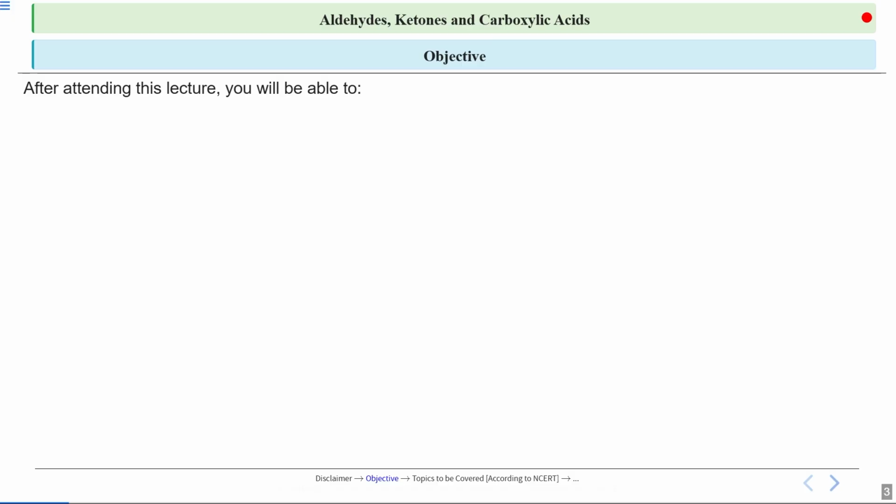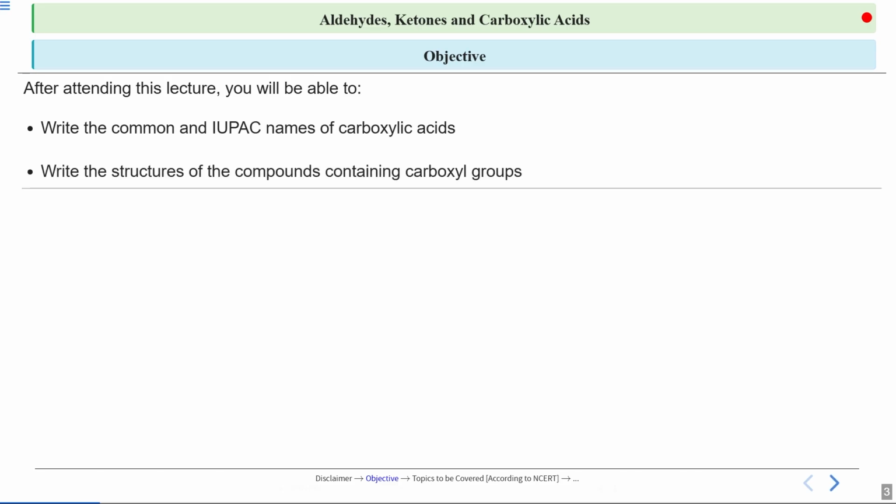The objective of today's lecture is that after attending this lecture, you will be able to understand the topics which we are going to cover today. So, you will be able to write the common and IUPAC names of carboxylic acids, and you will be able to write the structures of the compounds containing carboxyl groups.